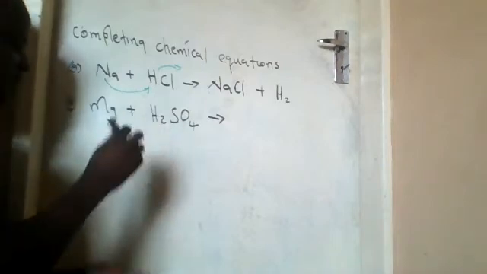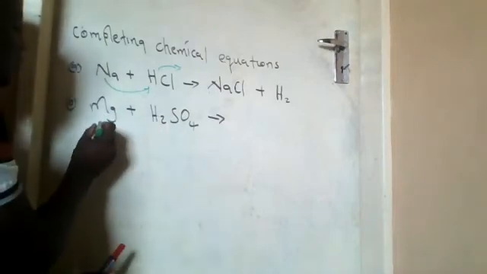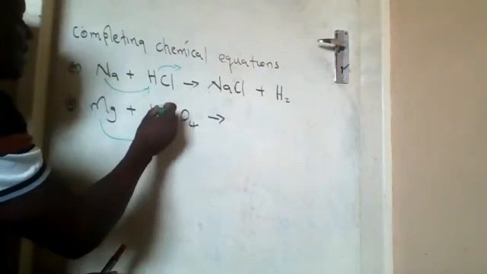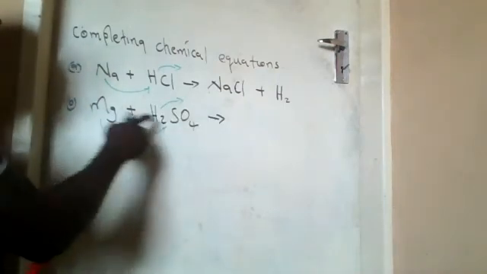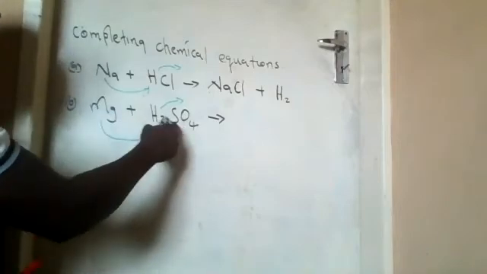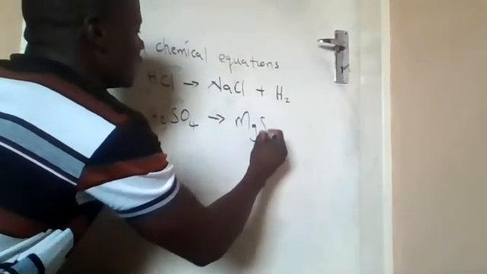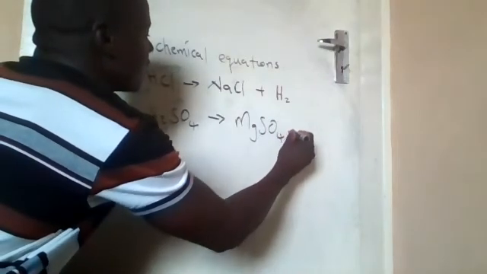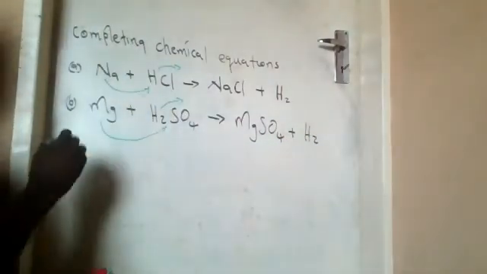So when these guys combine, what's going to happen is that magnesium is going to combine with the sulfate, sending hydrogen into exile. But because magnesium and the sulfate both have the valence of 2, we're just going to combine them as MgSO4 and then plus hydrogen in a similar manner, which is H2.